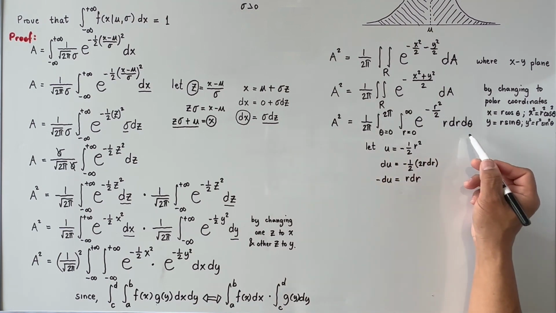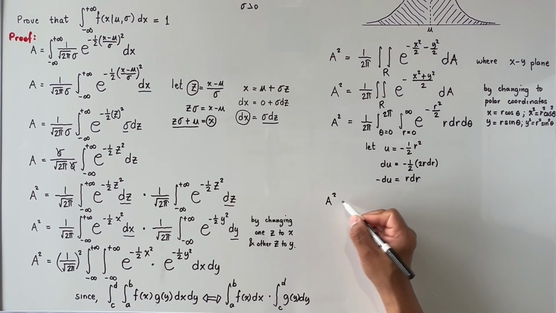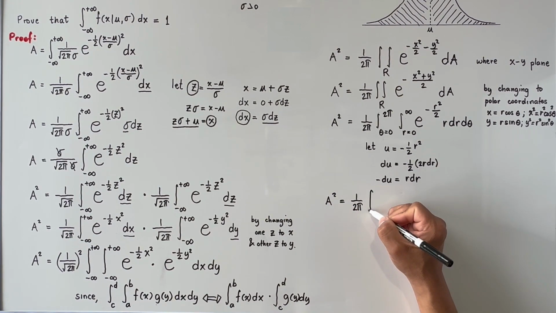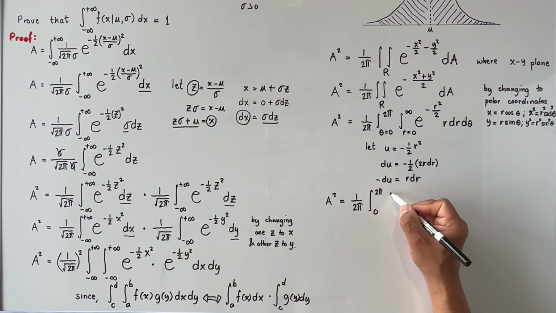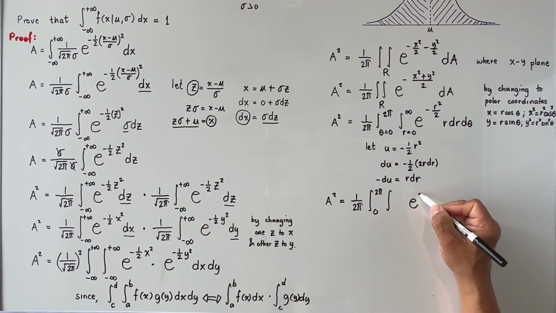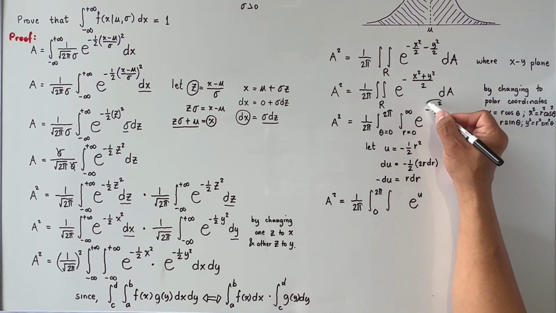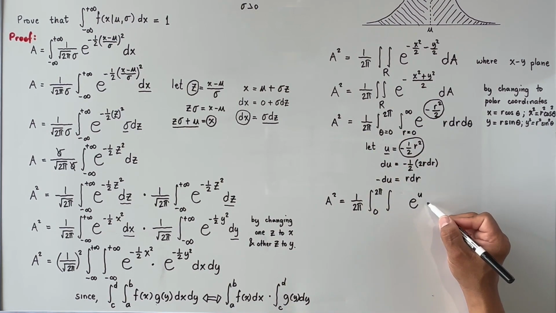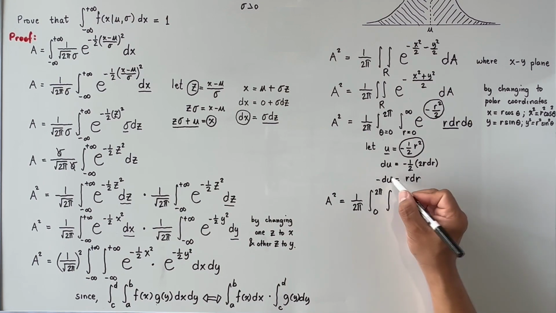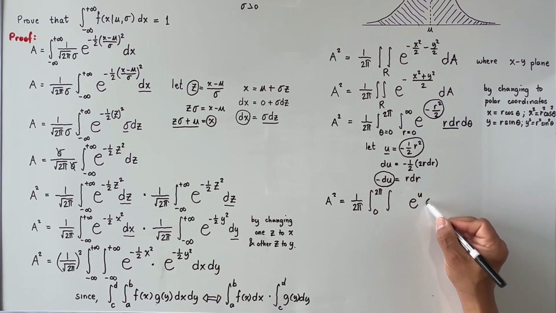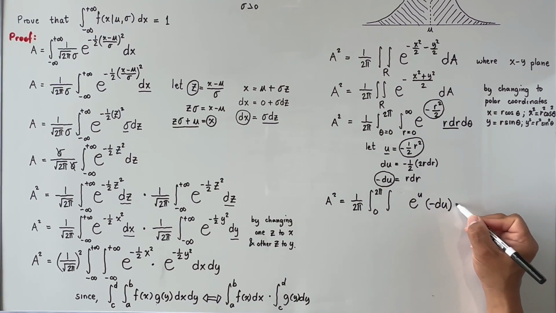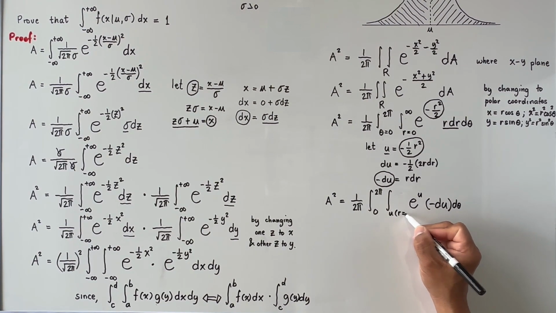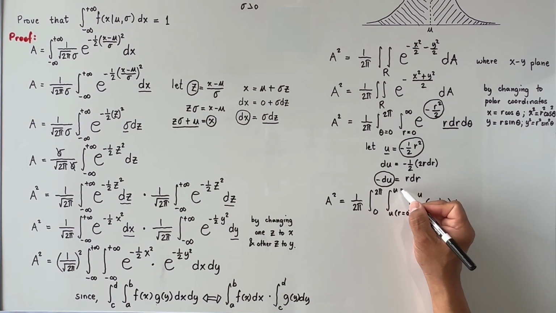So rewriting this expression here, we have A squared, which is equal to 1 over 2 pi times the integral from 0 to 2 pi of the integral of e to the power u, because instead of writing the exponent, we will write its representation, which is u. So that's e to the u, but this r dr, we will represent by negative du. So this is negative du d theta. But our limits of integration are the u of your r at 0 and your u of your r at infinity.